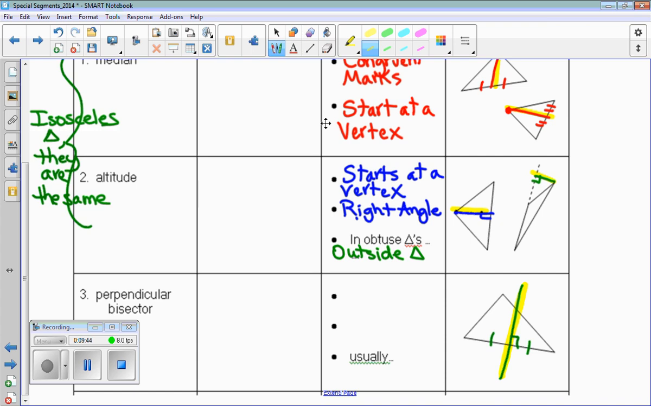Notice where it starts. Not at a vertex. But what are we looking for? What has to be true? It has to do what to one of the sides? Bisect it, cut it in half. Good. So we're going to be looking for congruent marks. Would you agree with that? Cut it in half, or we're going to be looking that it's a midpoint, something along those lines. And then what else am I going to be looking for? Right angle mark, because it's going to be perpendicular as well.